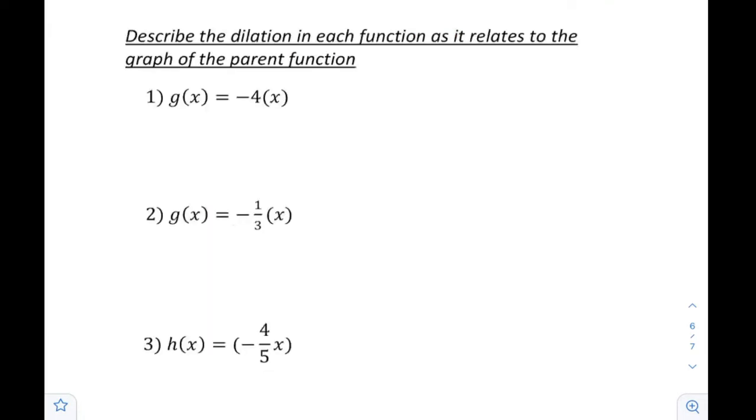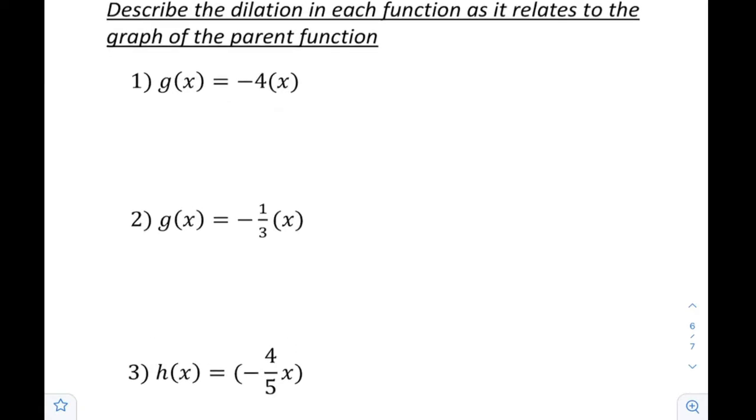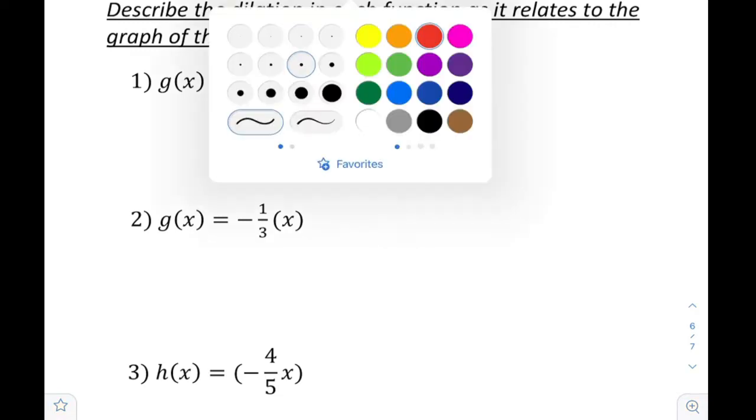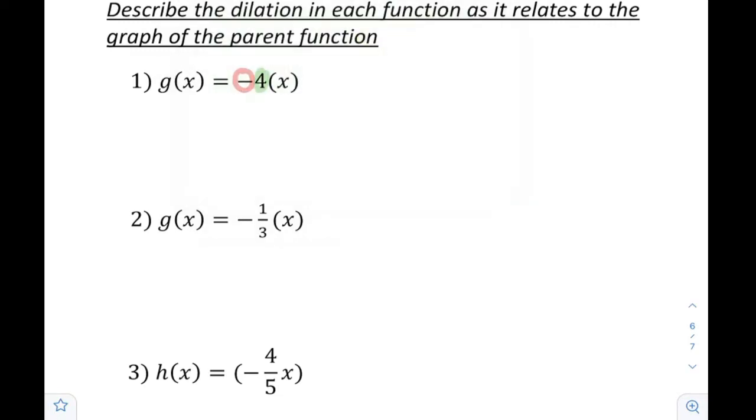Describe the dilation in each function as it relates to the parent function. Now we have here two types of transformation as you have noticed. One is resulting from the minus sign and the other one is resulting from the 4. The one resulting from the 4 we have studied before. Number 4, more than 1, outside the group, so it is stretched vertically by a factor of 4. This is the first thing.